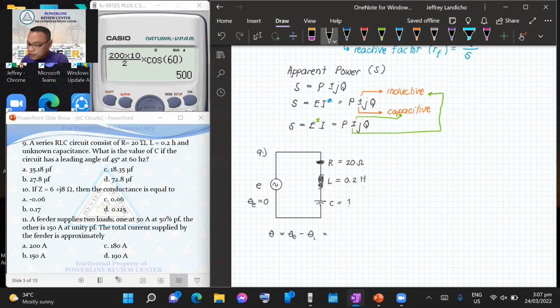So a leading angle of 45 degrees means the phase angle between current and voltage is 45 degrees. A leading angle only means one thing: the current leads the voltage by 45 degrees. So this 45 degrees is the phase angle, and we know this is always equal to the angle of our impedance.